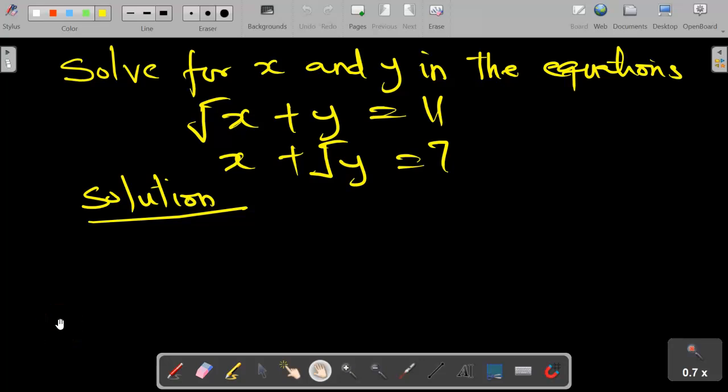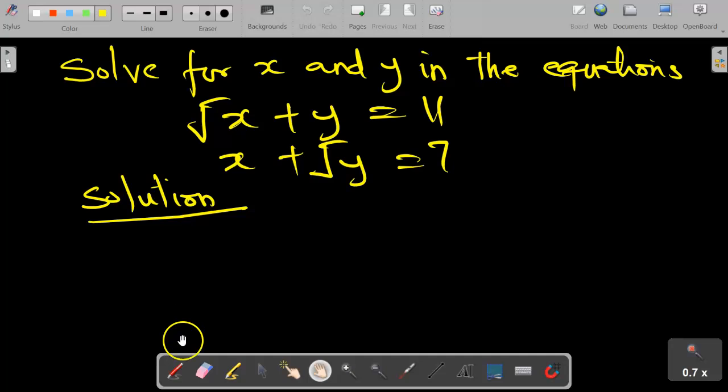We have this question: solve for x and y in the equations root x plus y is equal to 11, x plus root y is equal to 7. This question looks complex, but I'm going to show you how you can solve it step by step.